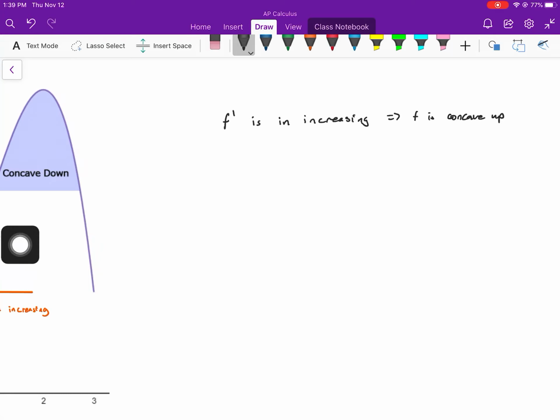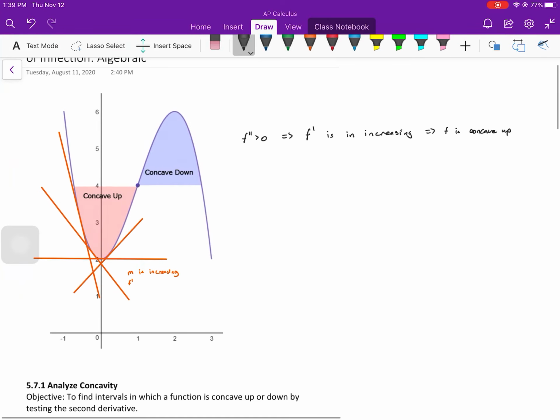Now, how do we tell if a function is increasing? Remember, we look at its derivative to see if it's positive, right? So if f prime was positive, f is increasing. Now we're talking about if f prime is increasing, then f is concave up. Well, how can we tell if f prime is increasing? Well, we look at its derivative, and if its derivative is positive, then that tells us that f prime is increasing. So if the second derivative is positive, then f prime is increasing, then f is concave up.